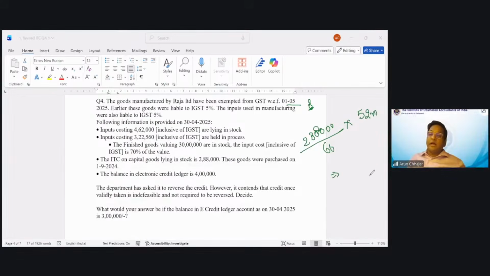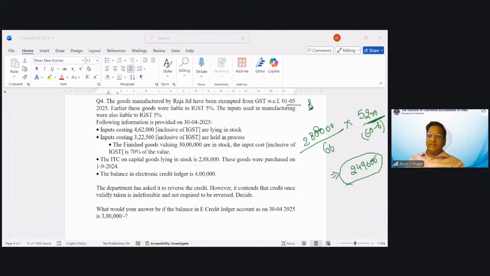Now tell me the amount. This much of the ITC you need to reverse. Tell me the amount. 2,88,000 divided by 60 multiplied by 52. 52 कैसा है? 60 minus 8. 2,49,600.